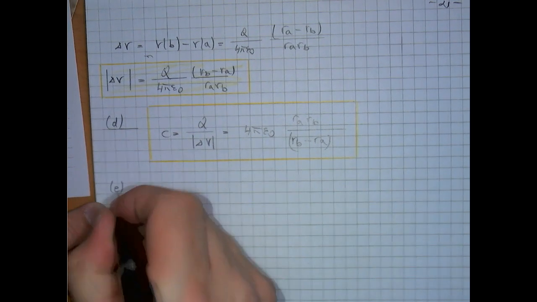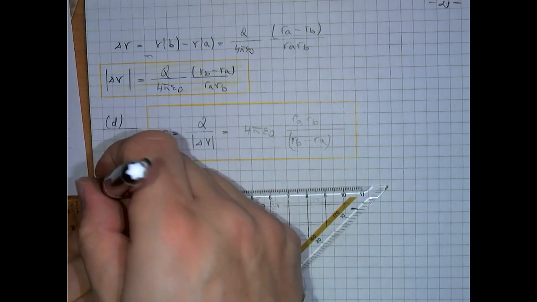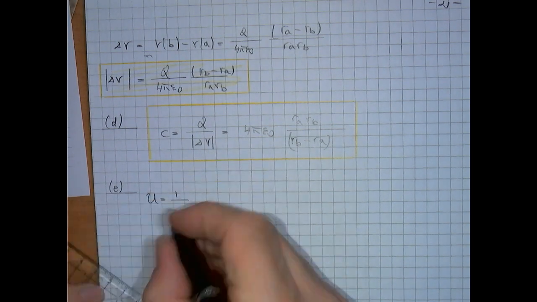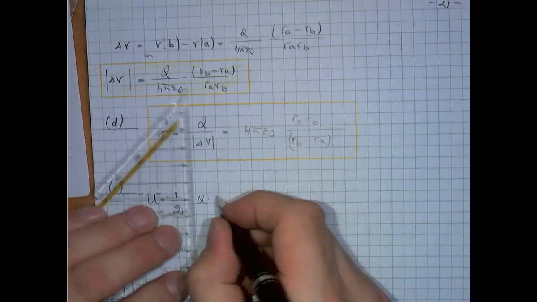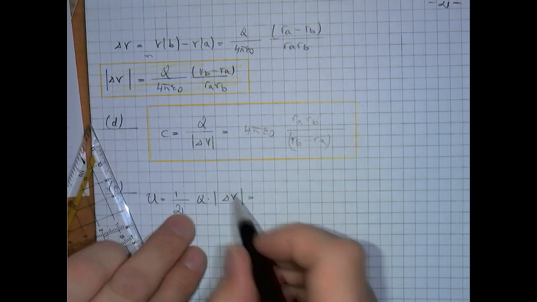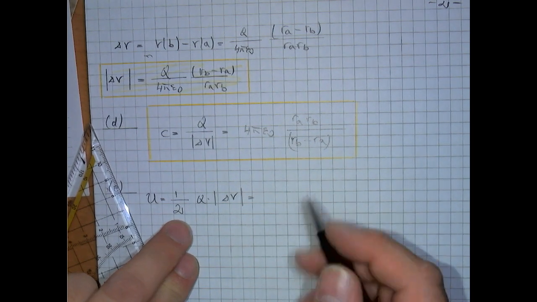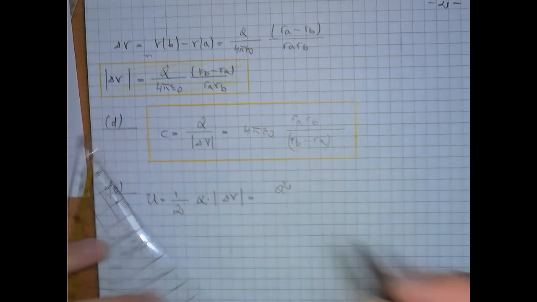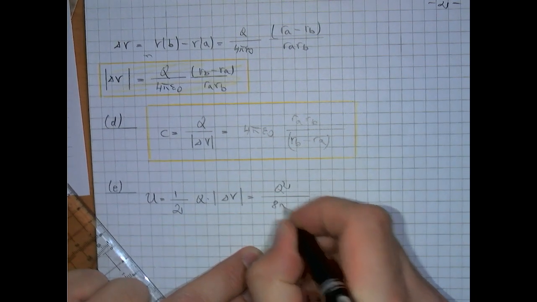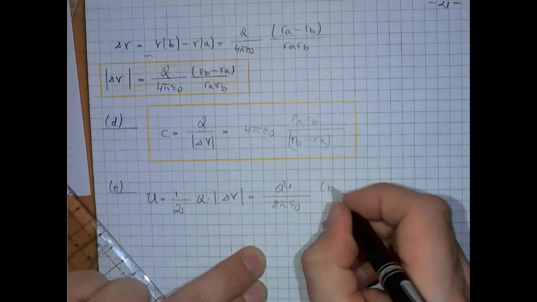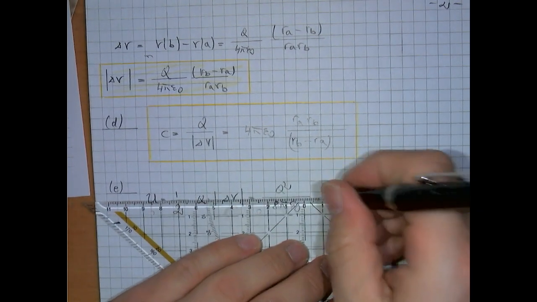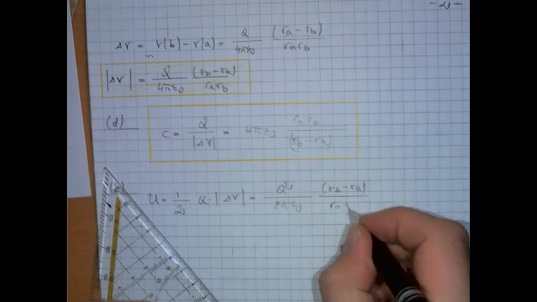Then the energy stored in the capacitor, this would be U equals a half Q times the absolute value of delta V. So you multiply this expression by Q over 2, and then we get Q squared divided by 8 pi epsilon naught times (r_B minus r_A) divided by r_A times r_B.